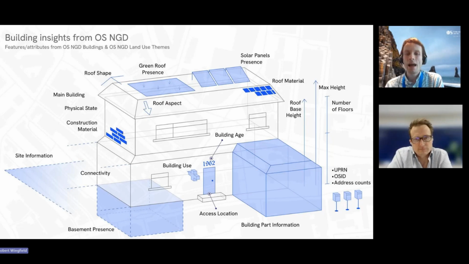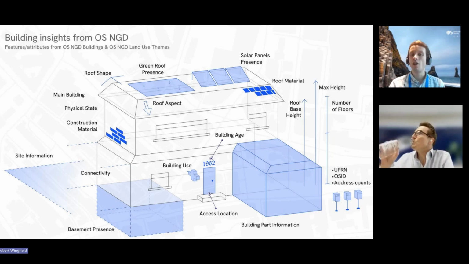But ultimately, there's a lot of analytical attribution around the roof: green roofs, solar panels, roof materials, roof aspect and shape. And then also around the physical structure of the building in terms of the construction material, the connectivity of the building, whether it's connected to other buildings, and things like building age, and the building use as well being really important. Alongside things like basement presence, incredibly important, things like flood risk, flood mitigation, as well as height and floor information as well. So that's a bit of a teaser.